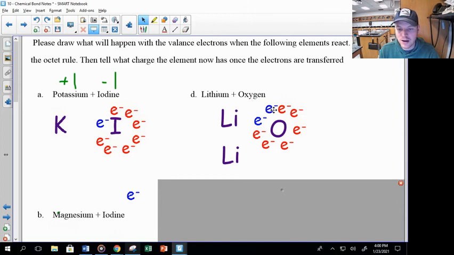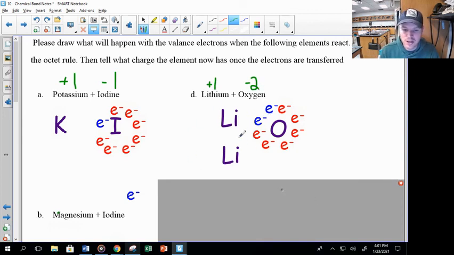It's kind of like a marriage. 2 people aren't going to get married unless they both want to get married, unless it's good for both of them, not just one of them. So now oxygen has 8 valence electrons, and the lithiums both have full outer shells. When we look at this, the lithium will become a +1 charge, but the oxygen will become a -2 charge because it needed 2 electrons to become stable.